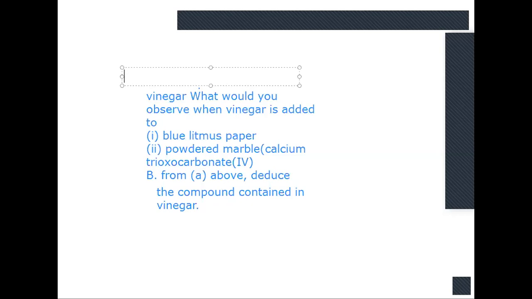Now the question says, what would you observe when vinegar is added to blue litmus paper? So the first question you ask yourself is, what is vinegar? What will come to mind is that it is one source of an organic acid. So you know that vinegar is an acid. Then when it reacts with a blue litmus paper, you go back to the properties of an acid, whereby we said it turns blue litmus paper red. So when vinegar is added to blue litmus paper, it will turn red. So the answer is that the litmus paper will turn red.